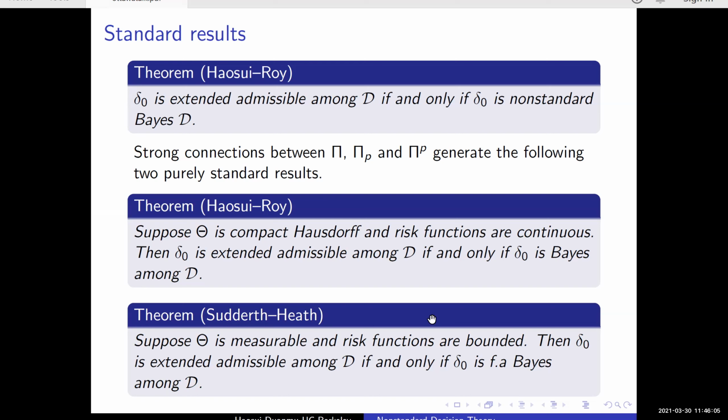We also retrieve the second result, which is a famous result by Sudderth and Heath. This result says that if the parameter space is measurable and risk functions are bounded, then extended admissible if and only if it is finitely additive Bayes.